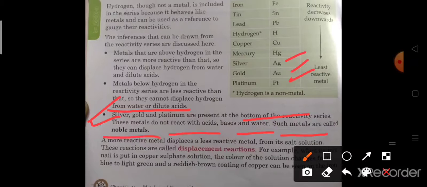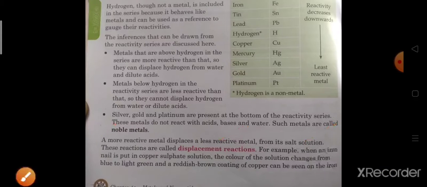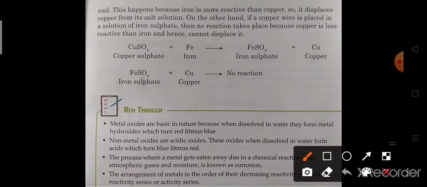So now, what is a displacement reaction? The more reactive metal displaces the less reactive metal from its salt solution, known as a displacement reaction. For this we can study one reaction where we have copper sulfate, which is blue in color, and iron. When copper sulfate and iron react, the iron displaces the copper because iron is more reactive than copper.